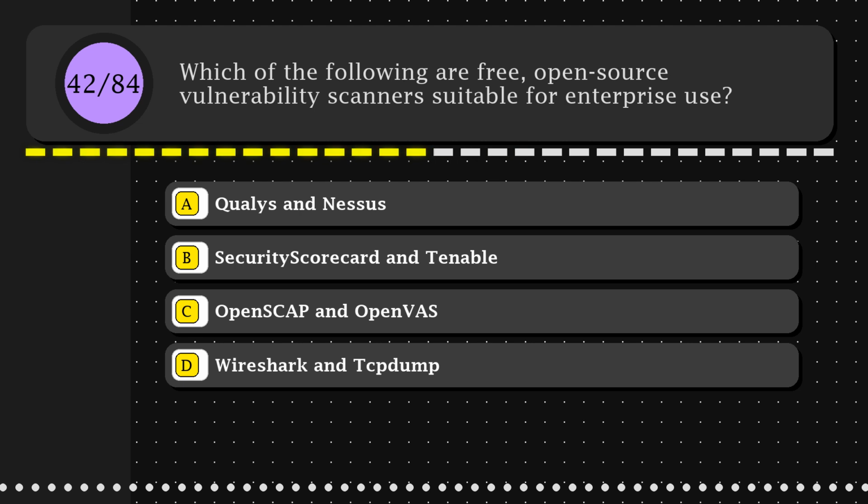Option A, Aqualis and Neshes. Option B, Security Scorecard and Tenable. Option C, OpenSCAP and OpenVAS. Option D, Wireshark and Dump.